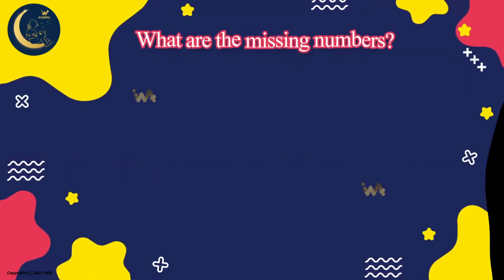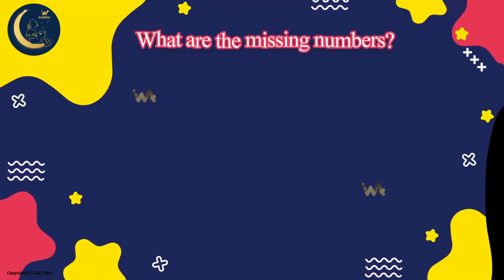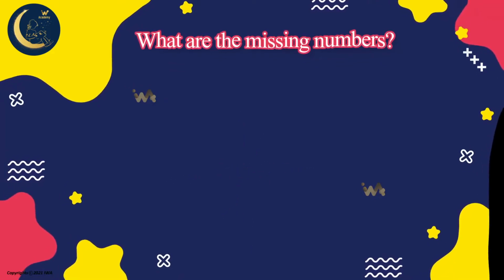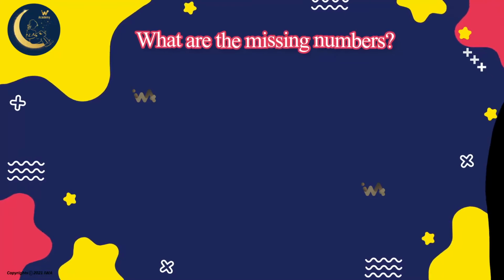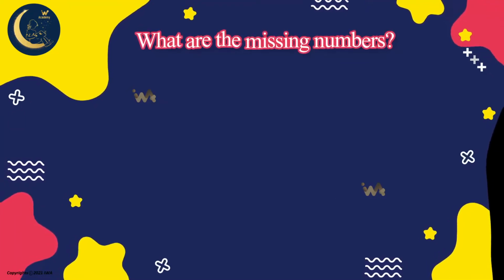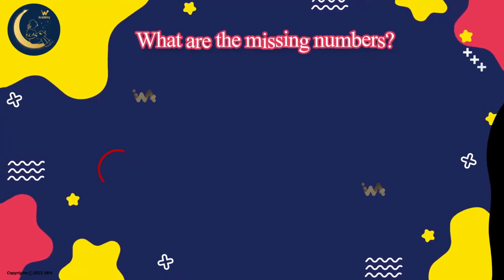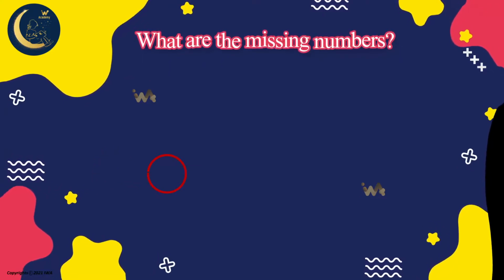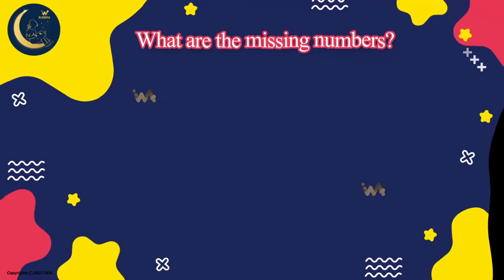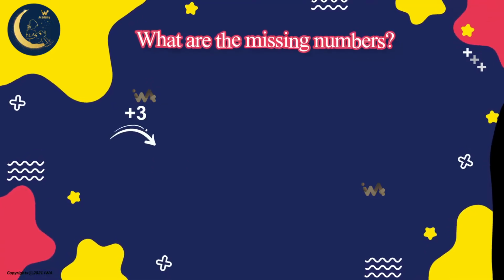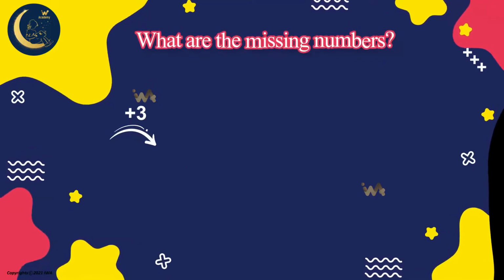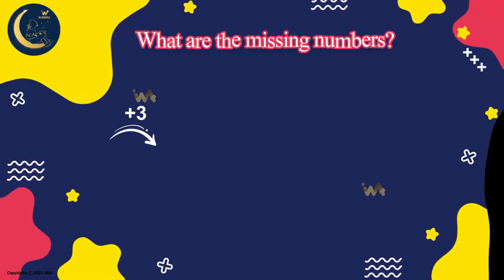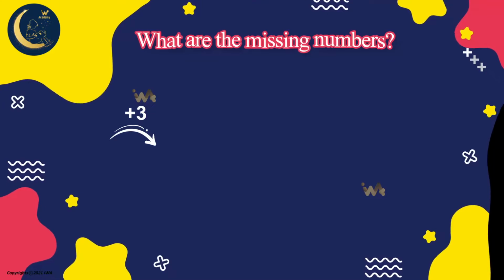Wow, what a nice worm. It has numbers on it. There is a missing number, and here too. Let's figure out the missing numbers. Here's the number 413, then 416. Have you noticed that we added 3 to move from the first number to the second number? So, we will use skip counting by threes. Let's go.